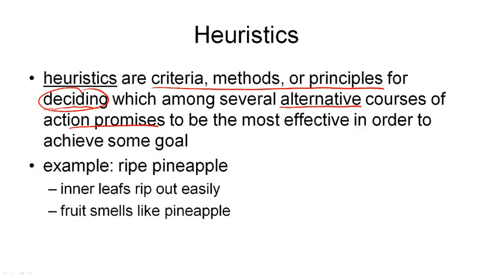We use heuristics in everyday life. For example, here you see a heuristic for deciding whether a pineapple is ripe. If you ever go into a shop and want to buy a ripe pineapple, this may work for you or it may not. So if you can rip out the inner leaves easily and the fruit smells like a pineapple should smell, then you're looking at a ripe pineapple and this is one you can buy, assuming the price is right. If there are no pineapples where you are, tough luck.